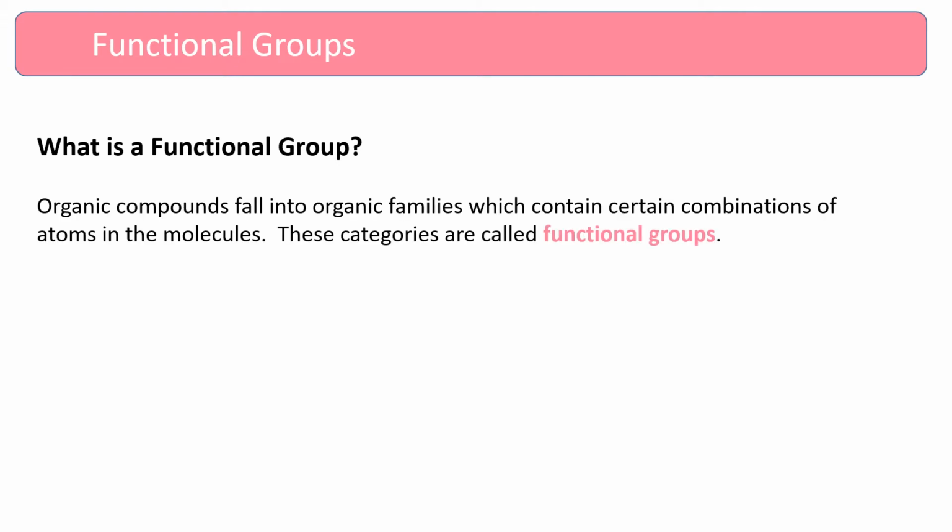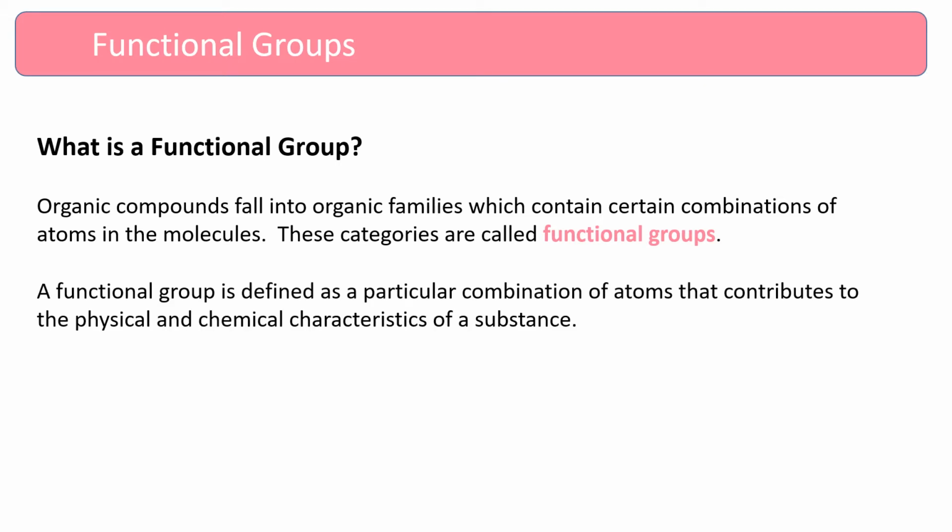Organic compounds fall into organic families which contain certain combinations of atoms in the molecules. These different categories are called functional groups. A functional group is defined as a particular combination of atoms that contributes to the physical and chemical characteristics of a substance.